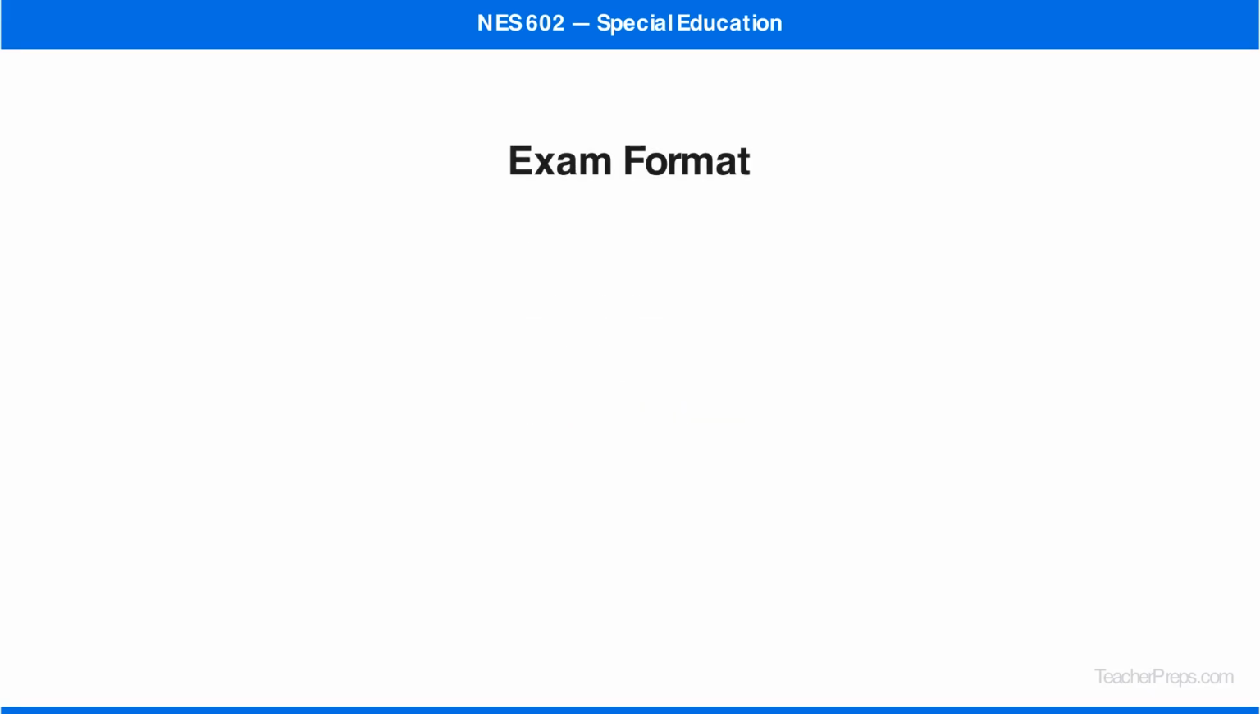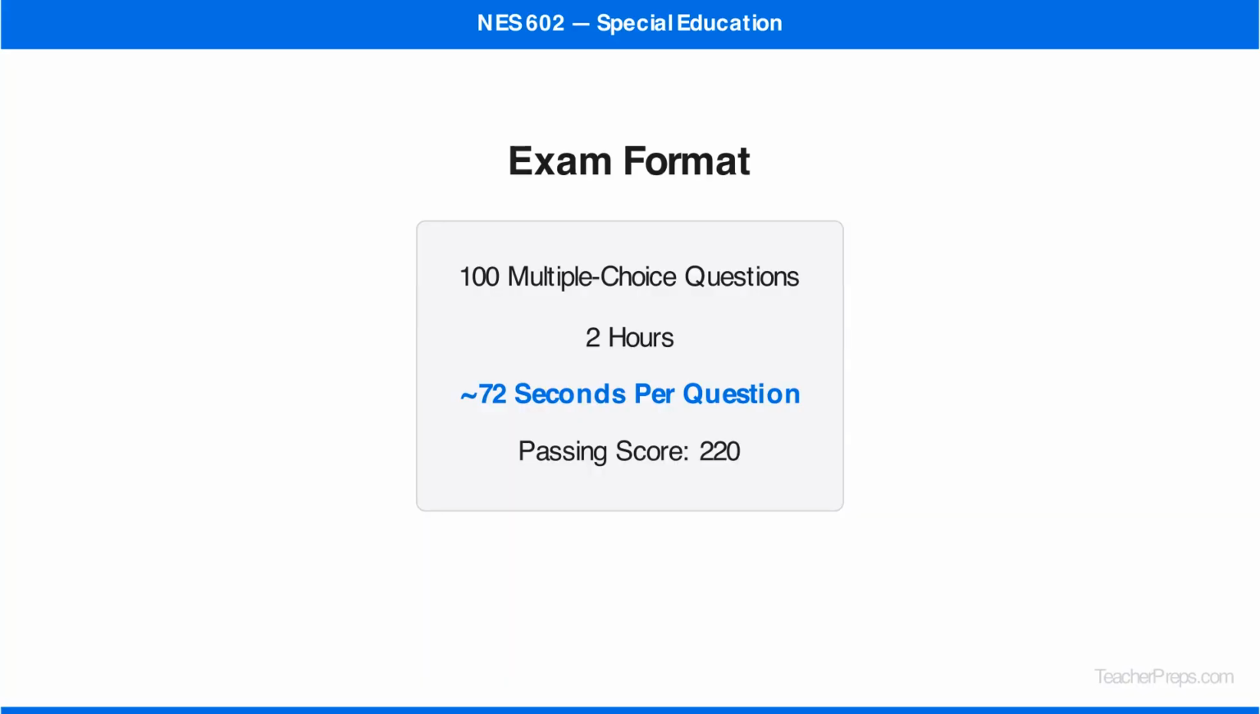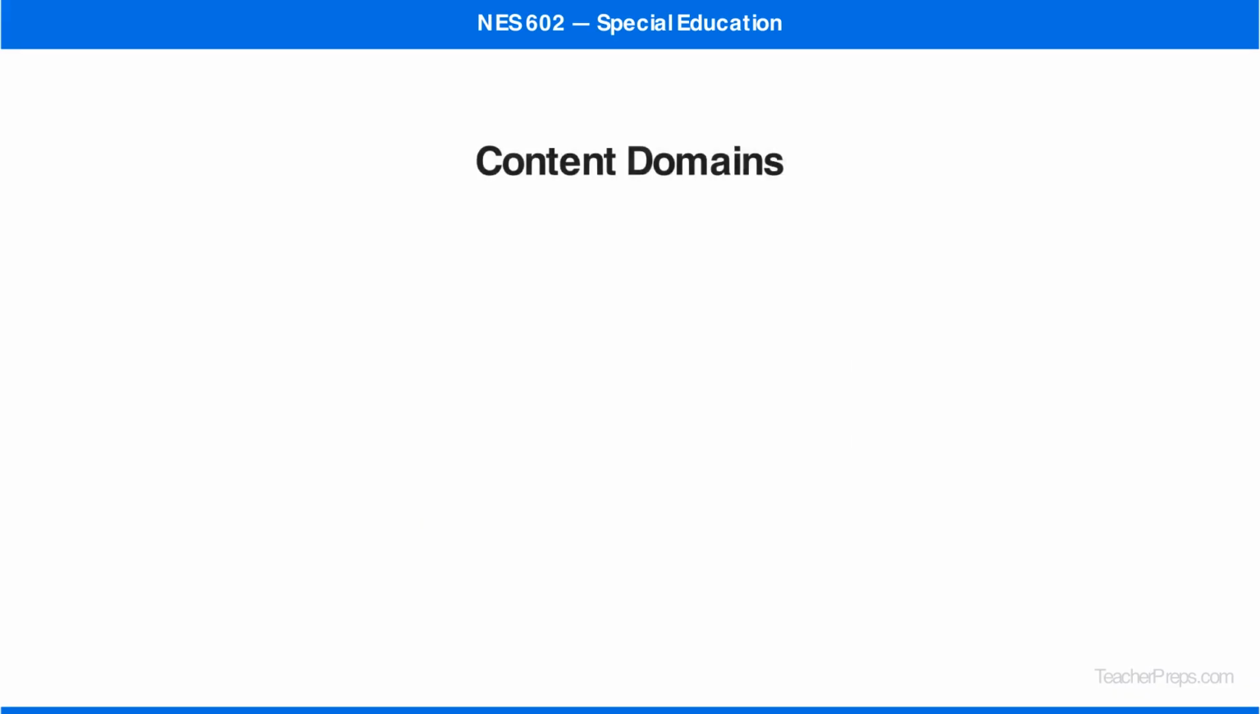Let's start with the exam format. The NES 602 Special Education K-12 exam has 100 multiple choice questions, and you get 2 hours of testing time, plus an additional 15 minutes at the beginning for the tutorial and non-disclosure agreement. No reference materials are allowed. That gives you about 72 seconds per question, so you have a reasonable amount of time to read each scenario carefully. The exam is divided into 4 content domains.